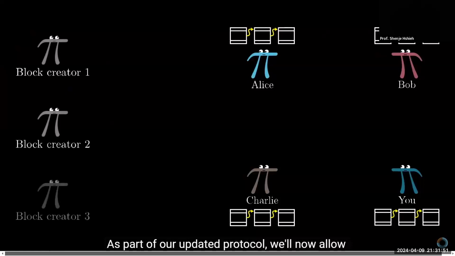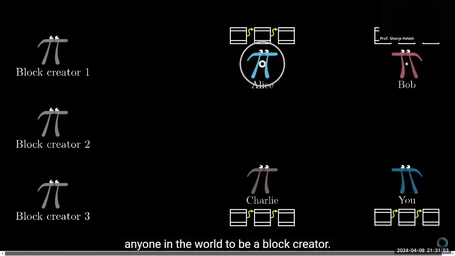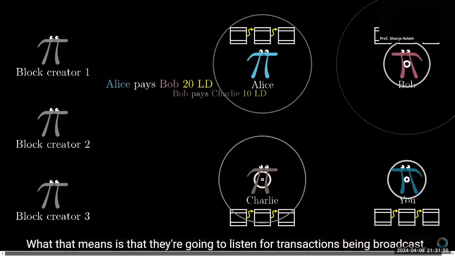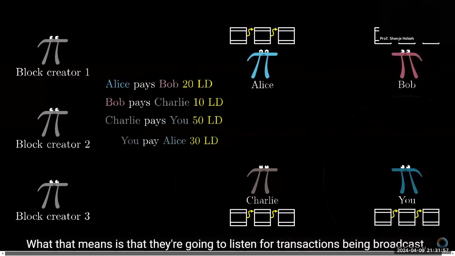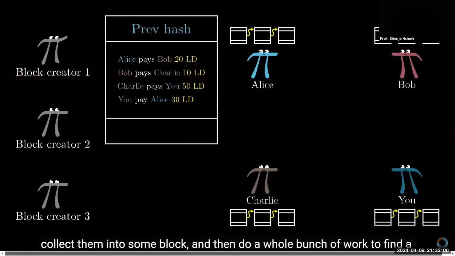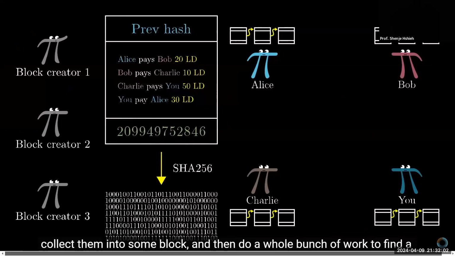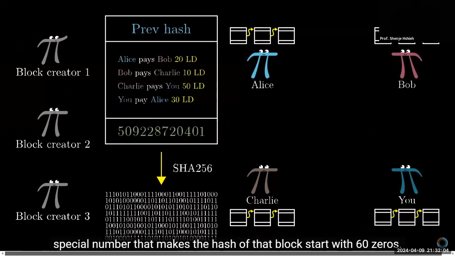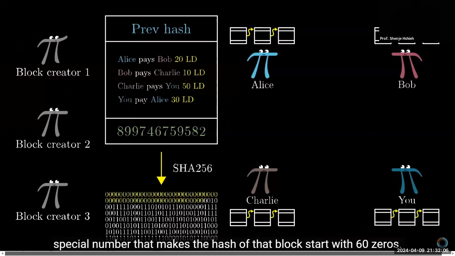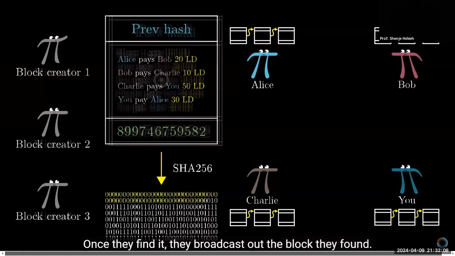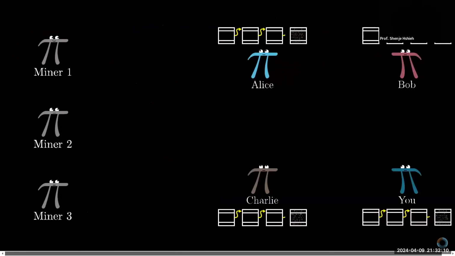As part of our updated protocol, we'll now allow anyone in the world to be a block creator. What that means is that they're going to listen for transactions being broadcast, collect them into some block, and then do a whole bunch of work to find a special number that makes the hash of that block start with 60 zeros. Then once they find it, they broadcast out the block that they found.